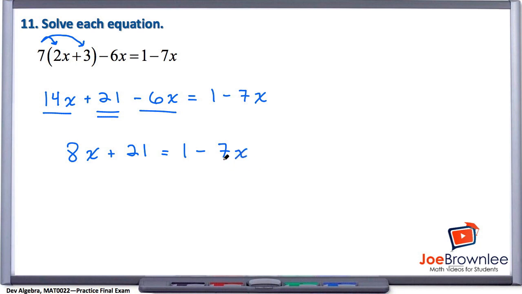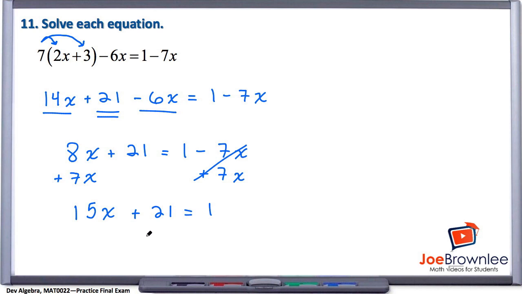We want to solve for x, meaning get it all by itself on one side of the equal sign, get everything else on the other. So we're used to solving for our variables on the left-hand side, so that's what I'm going to do. I'm going to move this minus 7x over by adding it to both sides. So here on the right it goes away. 8x plus 7x, well, that gives us 15x plus 21 equals 1.